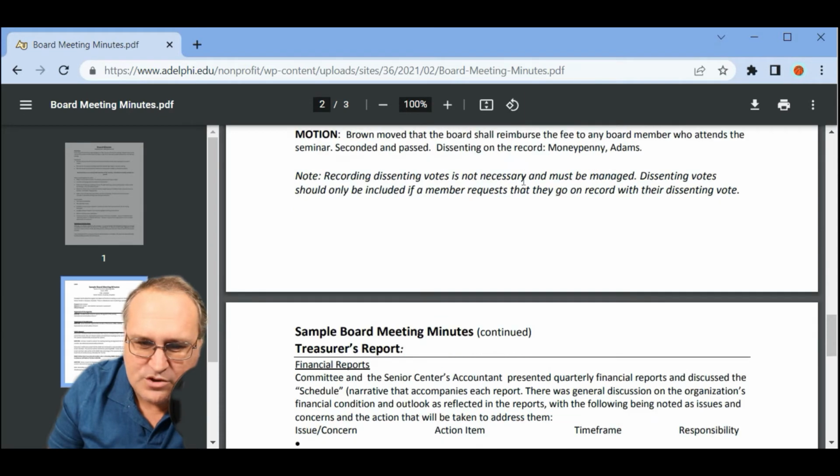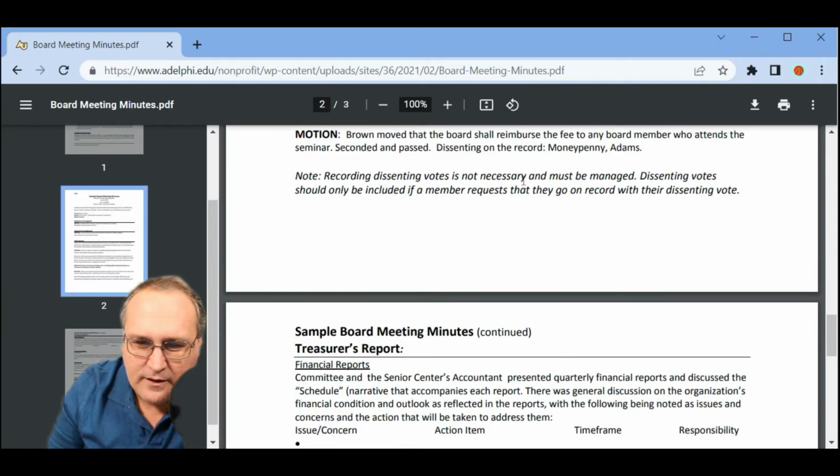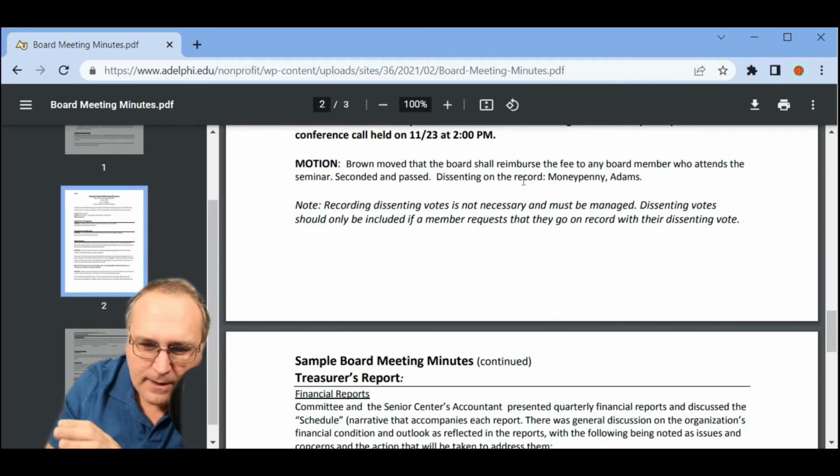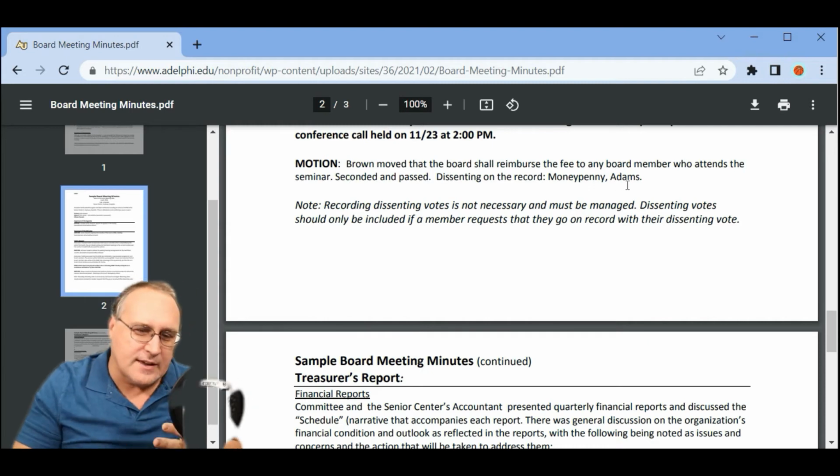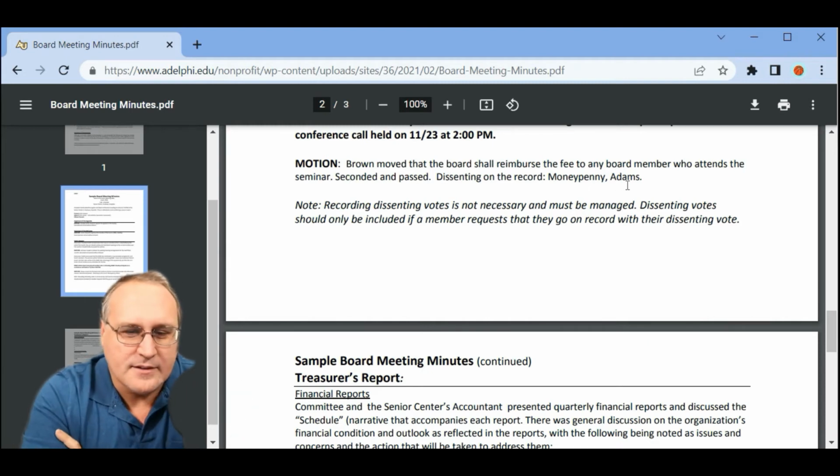So, motions are happening here. And you can see here, they have a motion, Brown motioned the board for this. It was seconded and passed, dissenting on the record, right? So you're going to be counting your votes throughout to see if you have enough votes.